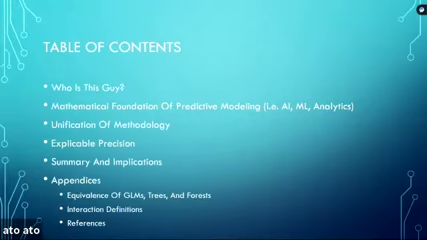Okay, so what's going to be the path forward here? Well, first I'll give a brief explanation of who I am. Then we will talk about the mathematics that I claim underlie almost all the predictive modeling that we do. Once we have understood that properly, that will allow us to see models from a particular point of view, which will allow us to think in terms which help to unify the methodologies that we see presented, at least that I have seen, in a somewhat disparate fashion in times past. And hopefully this will lead us to the idea of explicable precision.